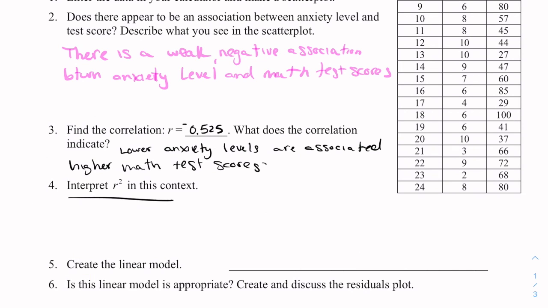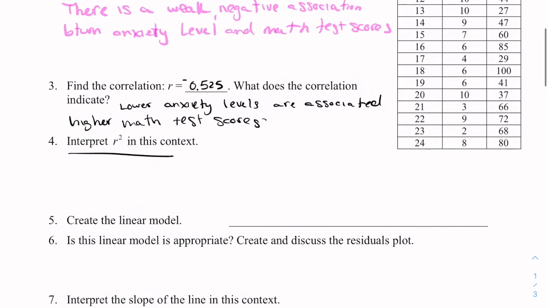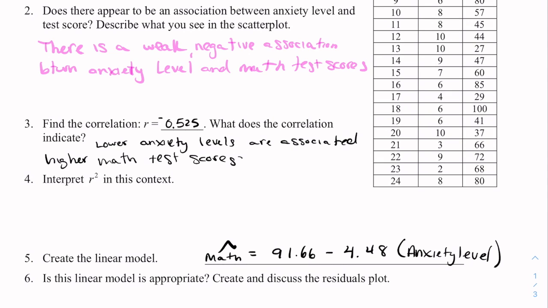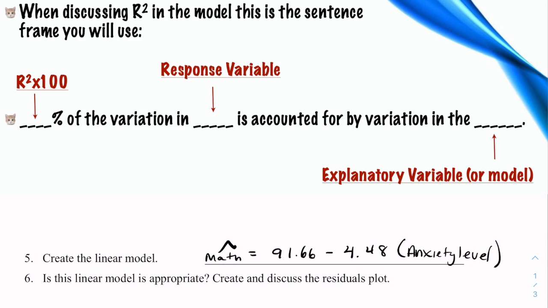And so with our linear model, we had our math test. So I'm going to write math hat equals 91.66 minus 4.48 times anxiety level. What we also want to look at is our R squared value. So again, we're going to pull up what does R squared mean and what we should write. Now remember, R squared, or the coefficient of determination, is talking about the percent of variation that's accounted for. So we're just going to fill in this sentence.